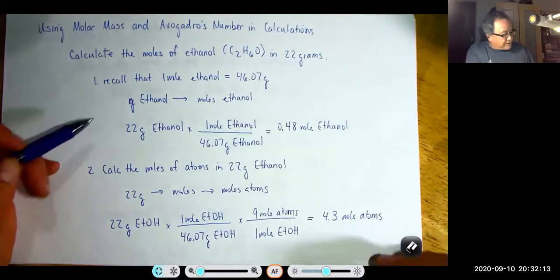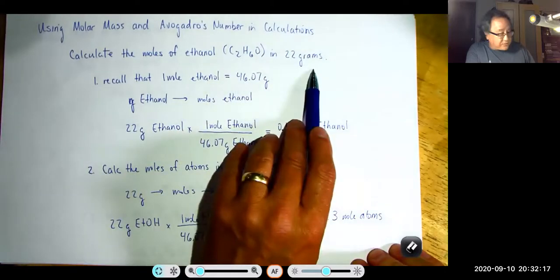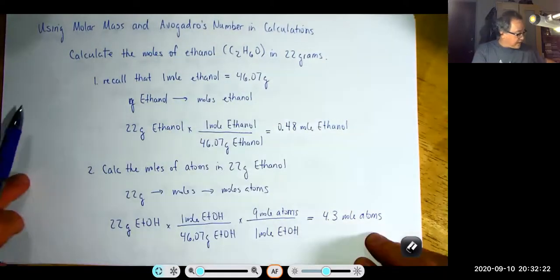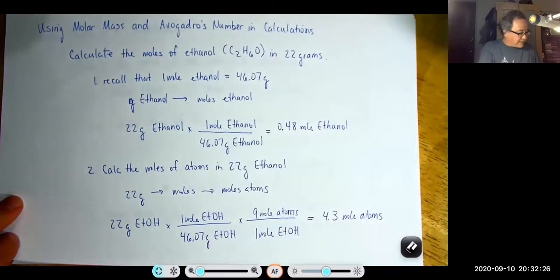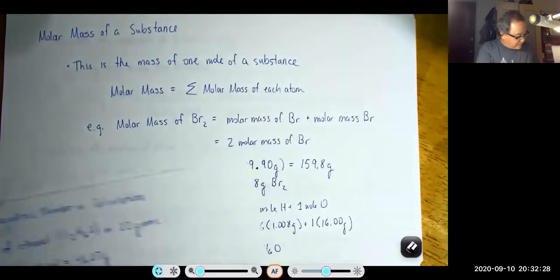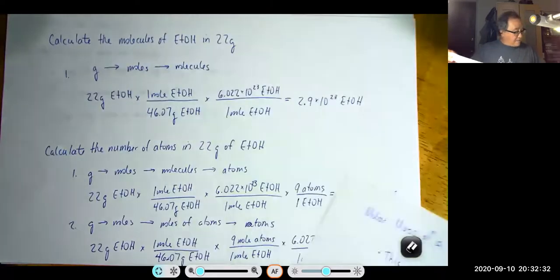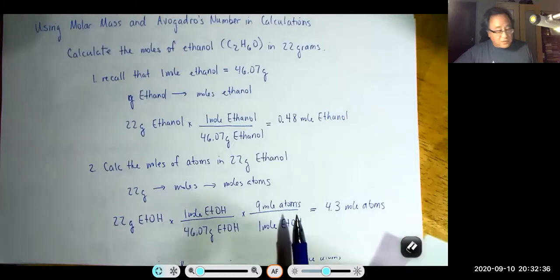Here, let's calculate the moles of ethanol in 22 grams of ethanol. Here is the formula. Now, to calculate this, we need the molar mass of ethanol. And actually, we have a slide too early.